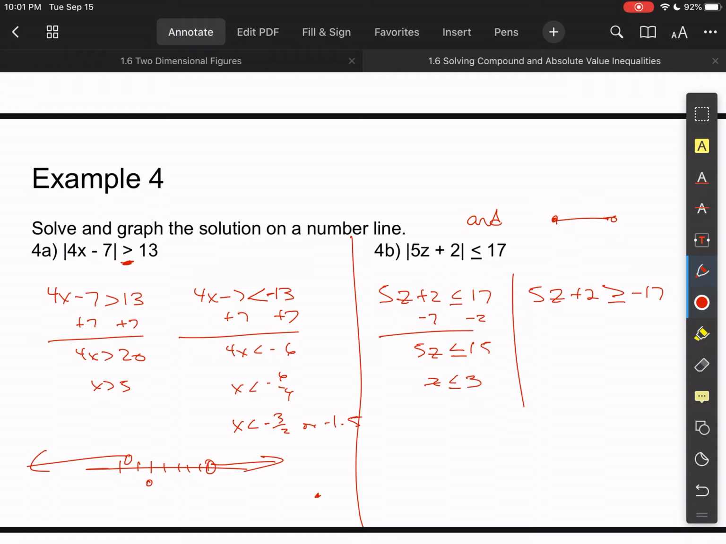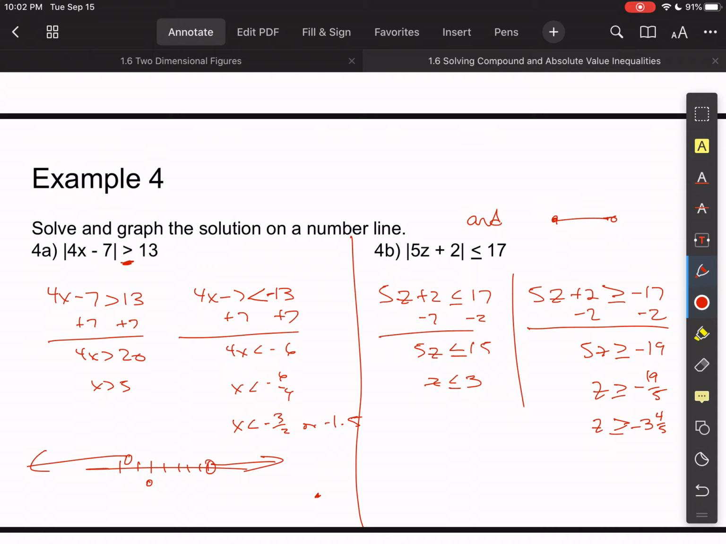And then on this side, we're going to subtract 2 from both sides just like we did there. We have 5z is greater than or equal to negative 19. And then we have z is greater than or equal to negative 19 over 5. Okay, negative 19 over 5. If I change that to a mixed fraction just to get a better idea for where that is on a number line, 5 goes into 19 3 times, and then I have 4 left over. So it's negative 3 and 4/5, or negative 3.8 if you prefer.